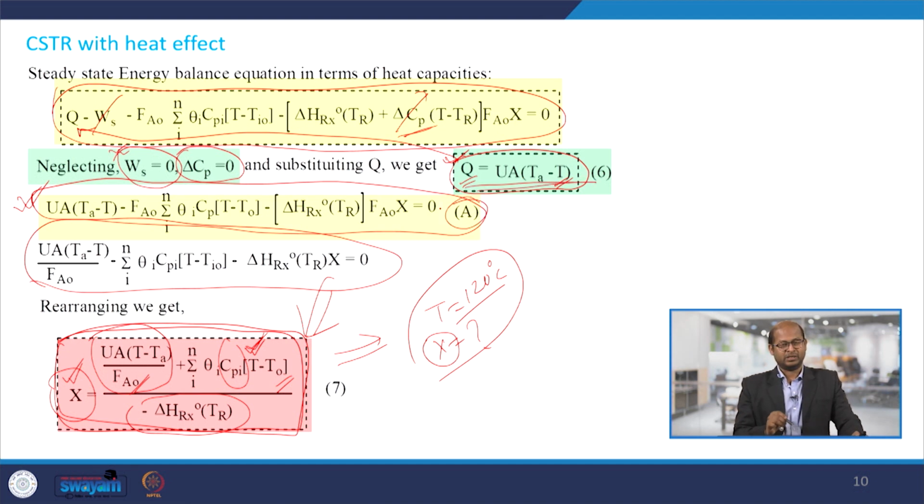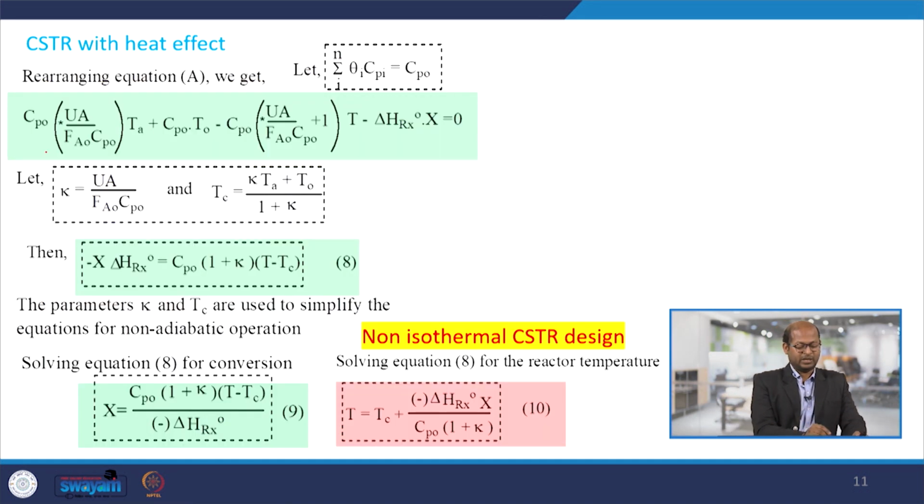So, now this is the energy balance equation after substituting this. This is equation number A. This is also an energy balance equation when we substitute Q and assume Ws equals 0. Then we simplify these equations this way.